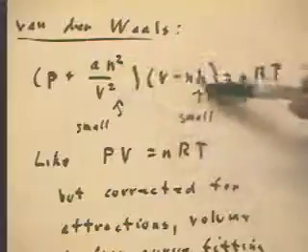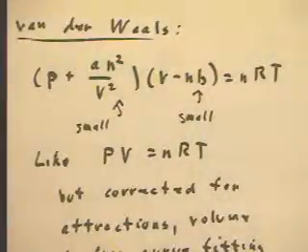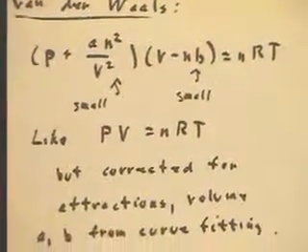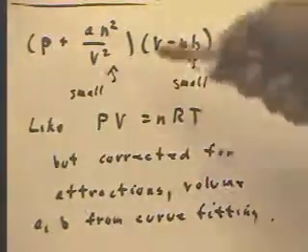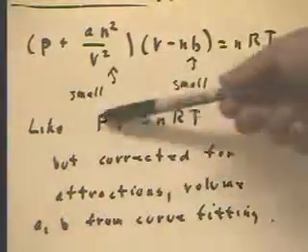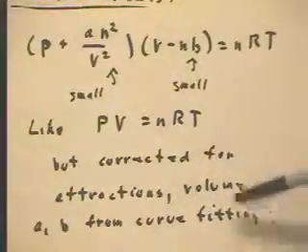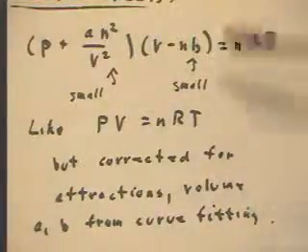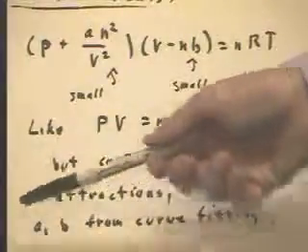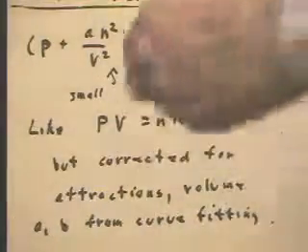And these are things that we have to determine by some fairly sophisticated experiments that we're not going to discuss. Okay, so we see that this van der Waals correction is much like PV equals nRT, but it's corrected for the attractions and volumes of the molecules. And we do experiments, and then we do some curve fitting to determine the values of a and b.